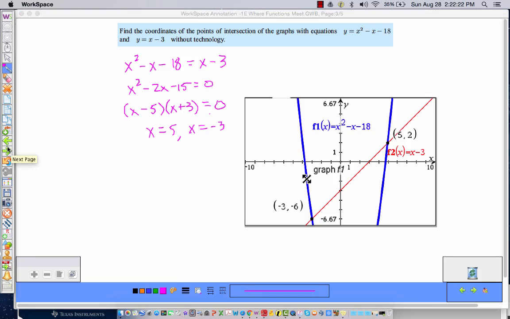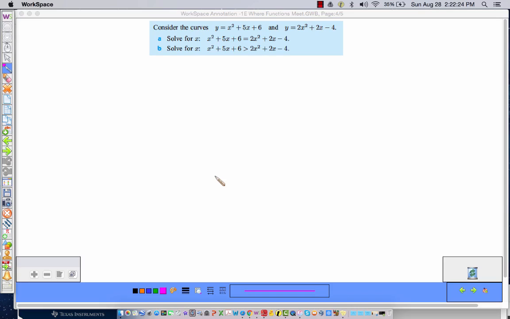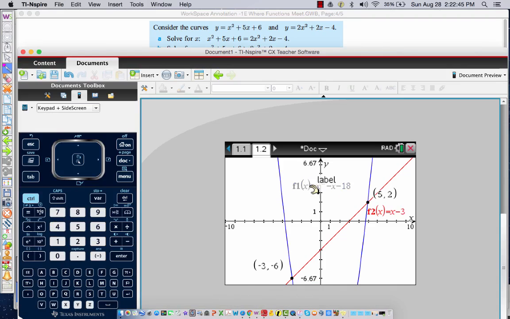Now the next one, we're going to completely use technology. Consider the curves y equals x squared plus 5x plus 6 and y equals 2x squared plus 2x minus 4. Solve for x, so we set them equal to each other. We could solve for it by hand. I can't remember if it comes out nice or not, but even if it didn't, we could get the exact answer using the quadratic formula. Let's go ahead and graph them.